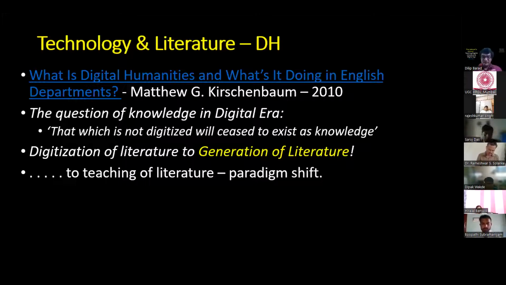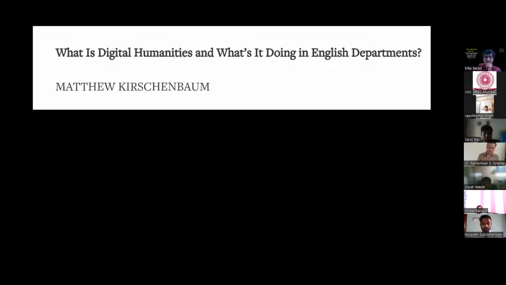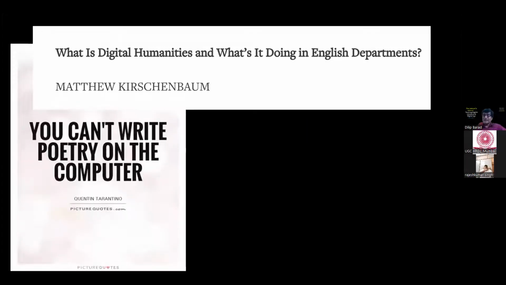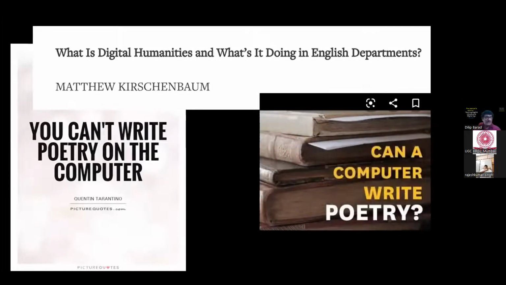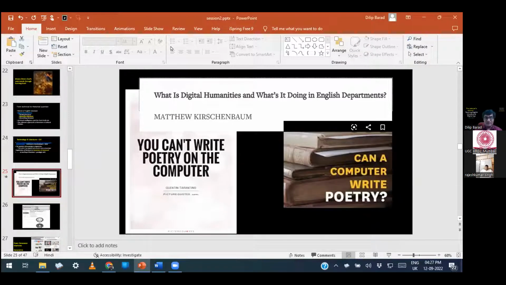Our point right now is from digitization of literature to generation of literature. That how literature generates a literature. For example, can a computer write poetry? Yes, can a computer write poetry or not? Now, for this we want to do one small activity to understand this idea, and to see the way in which we can address this question.